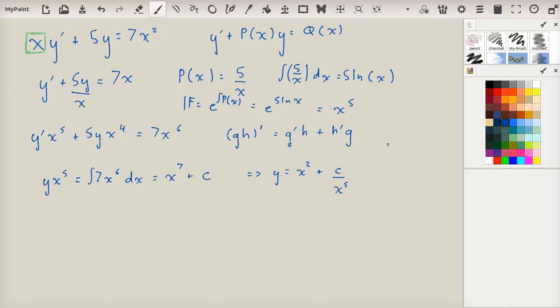You don't need to get caught up in a lot of the mumbo jumbo that they try and teach you. This is the simplest way to just recognize that you need to get into that form, find your p(x), take the integral, get the integration factor, multiply everything by the integration factor, and find that product rule substitution. So like I said, this is important for Bernoulli's, which we will cover in the next video.